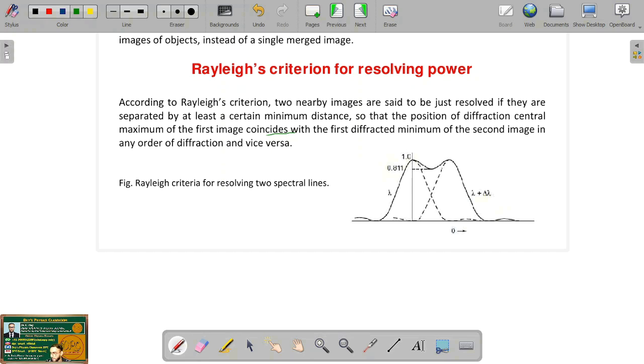So repeating again, according to the Rayleigh criterion, two nearby images are said to be just resolved if they are separated by a minimum distance, such that the position of the central diffraction maximum of the first image and the position of the diffraction minimum of the second image coincide for any order of diffraction and vice versa.